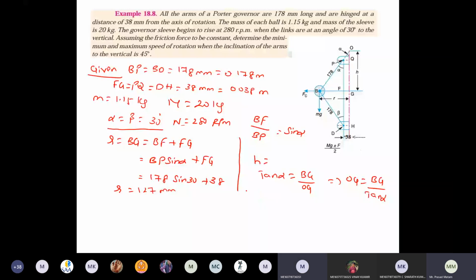BG by tan alpha. I can write this as H is equal to BG by tan alpha. What is BG? BG is nothing but the radius of rotation, that is 127 mm. 127 by tan 30. How much did you get for this value? Dear students, that is 220 mm, that is equal to 0.22 meters we got. That is the height of the governor. Now let us try to find out the speed.